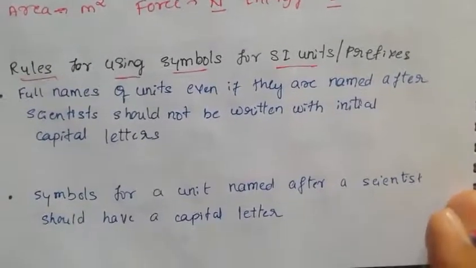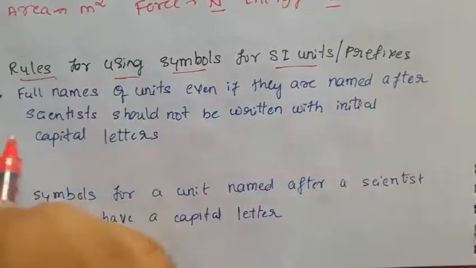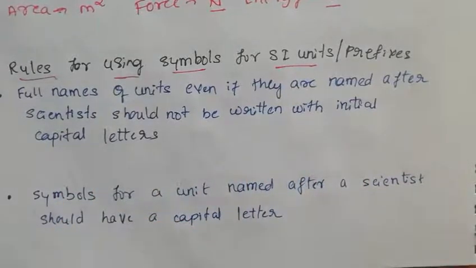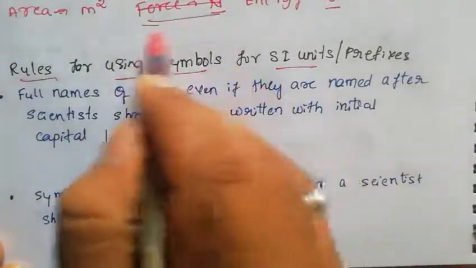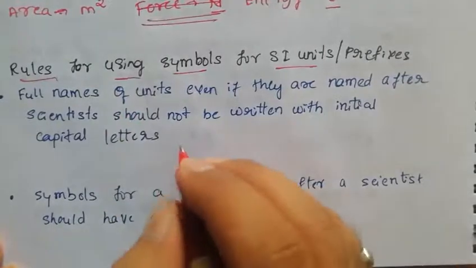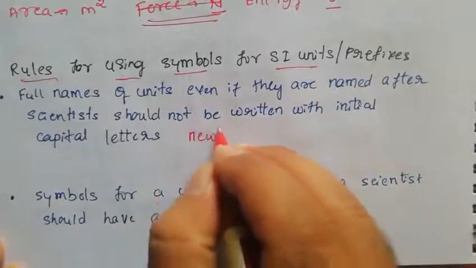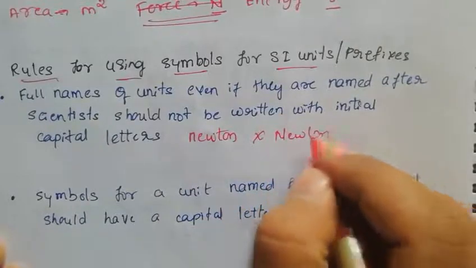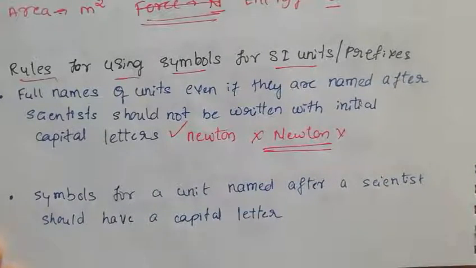The first rule: the full name of a unit, even if it is named after a scientist, should not be written with an initial capital letter. For example, what is the unit of force? As we know, the unit of force is Newton. Now how to write this unit? If you want to write the complete name, you should write newton, not Newton. Whenever you are writing a complete name, you should start with a small letter only, not the capital letter.